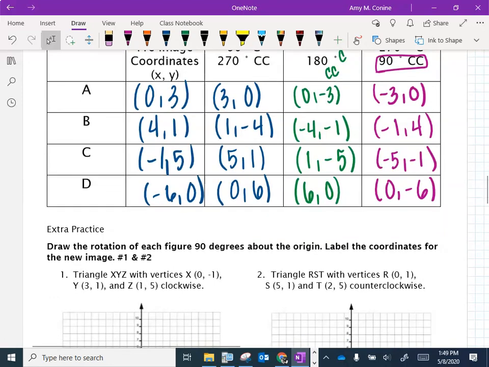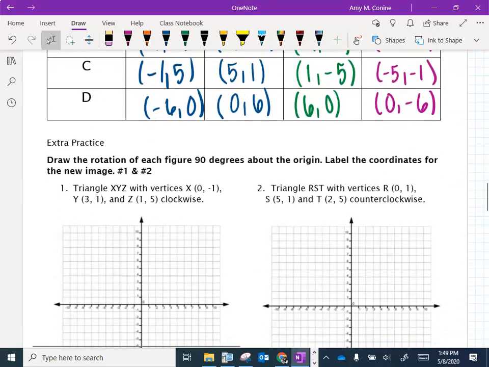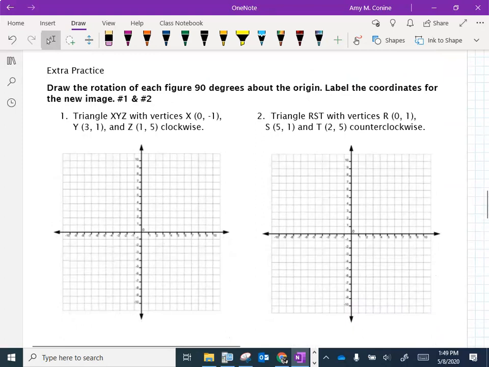We're going to do some extra practice down here. It says draw a rotation of each figure 90 degrees about the origin and label the coordinates for the new image for number 1 and number 2. For the first one, we're going to go 90 degrees clockwise. Number 2, we're going to go 90 degrees counterclockwise. So you need to take this time and go ahead and graph your pre-image.